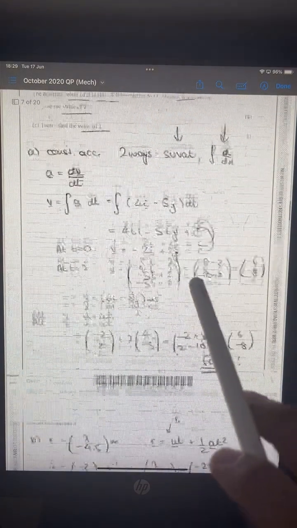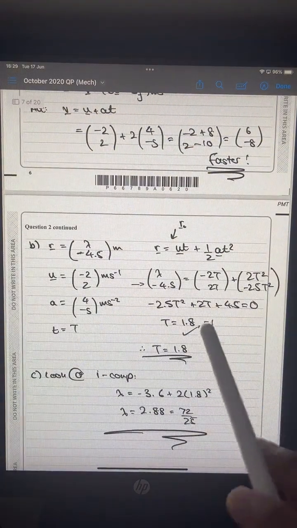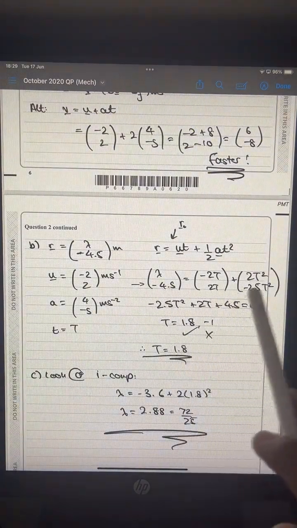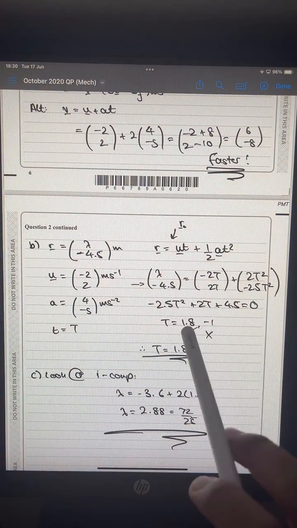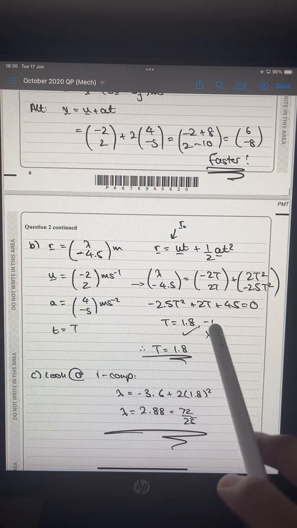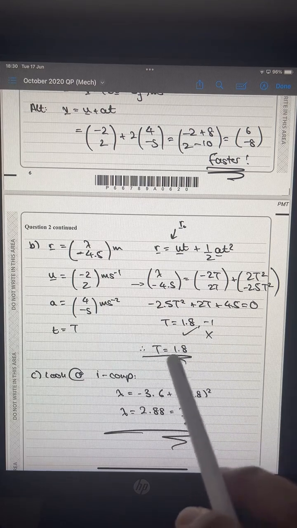And they wanted me to solve for t in part B, right? Using this, there's only one way I can solve for t, and that's by looking at my j components down here. So if I equate that all to 0 and solve this quadratic, I get two values. t is not equal to -1 because time cannot be negative, so this is my value of t.